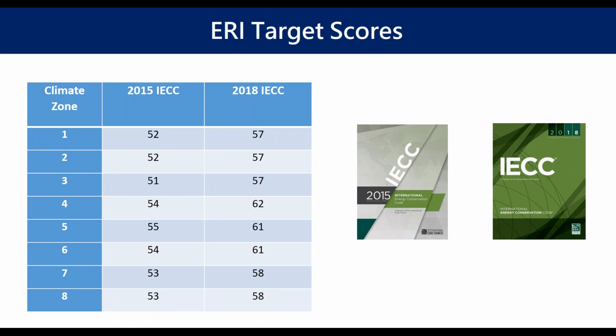Now, these are the scores that are included within the 2015 and the 2018 versions of the IECC. And as you can notice, from 2015 to 2018, the scores actually got a little bit more relaxed, so they're slightly easier to achieve in the 2018 compared to the 2015. And I'll discuss one of the reasons that happened in a minute when I talk about solar and the role that solar and renewable energy plays within the ERI path.